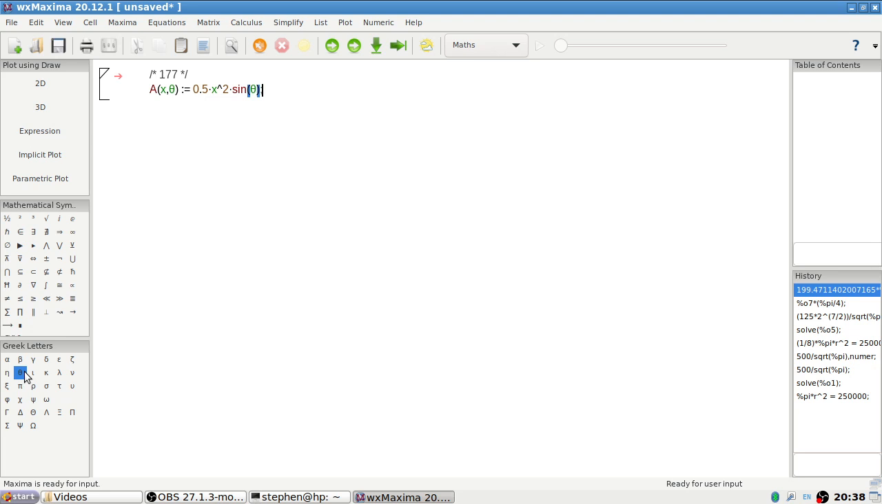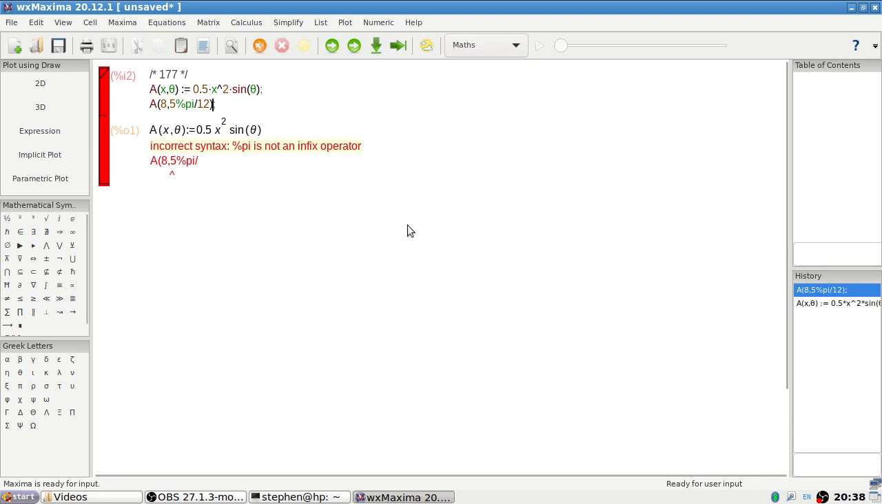And find the area of an isosceles triangle with equal sides of length 8. So that's 8 inches. And an angle of 5 pi over 12. Okay. Oops. I thought it would be okay with that, but it wasn't. Okay, that's the answer. Let's make it numeric.